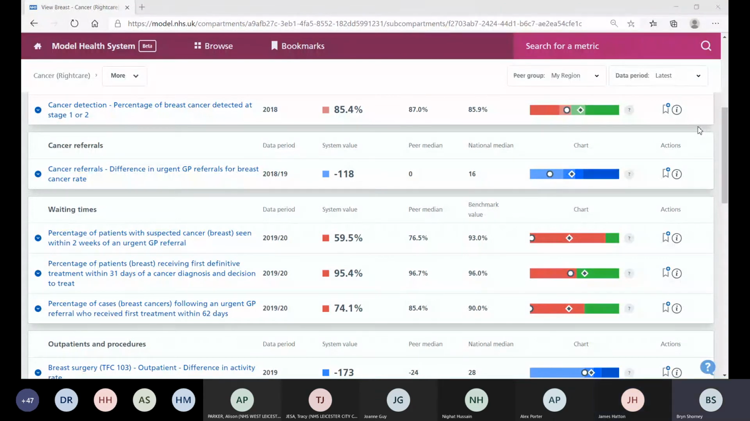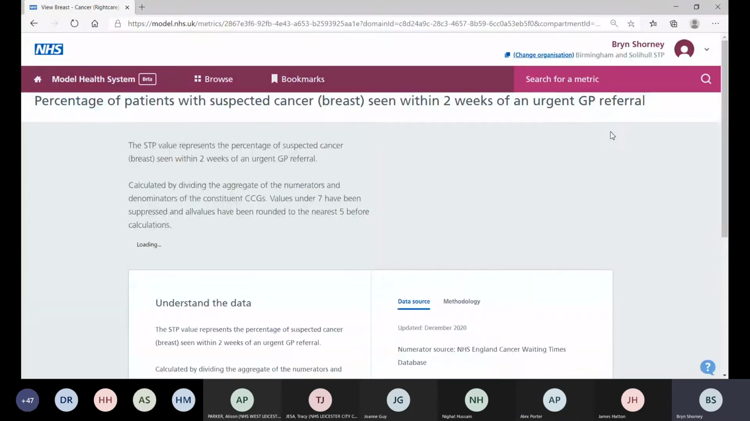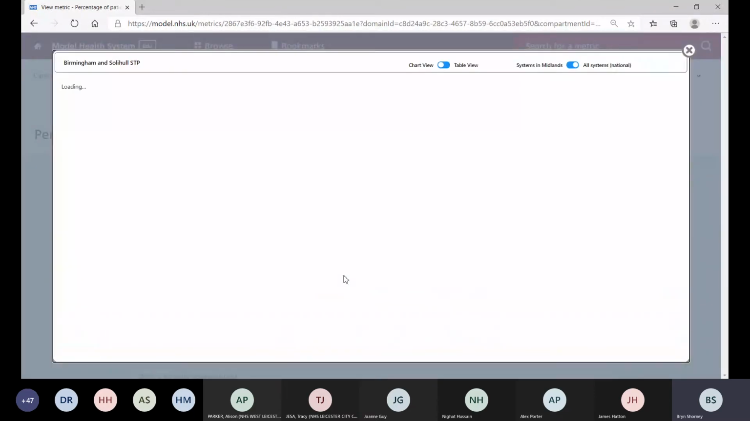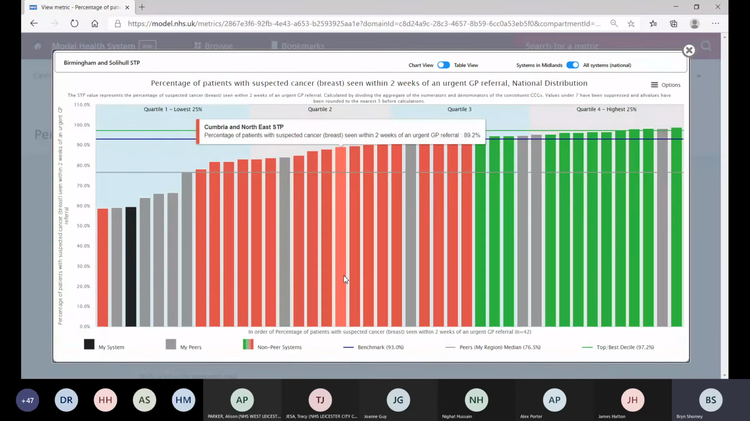Great, thanks, Jim. So one thing that I should have said earlier is that not all of these indicators are the difference compared to the similar CCGs. Where we don't think factors such as deprivation should be having an impact, then we've just used the STP aggregate. So, for example, this waiting times indicator, people who have been seen within 2 weeks of an urgent referral, is just a straight aggregate of the values, summing up the numerators and the denominators to come up with an STP percentage.